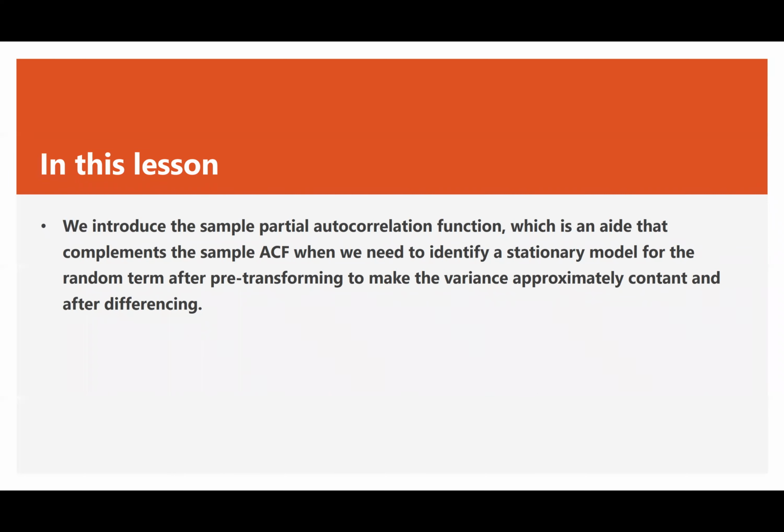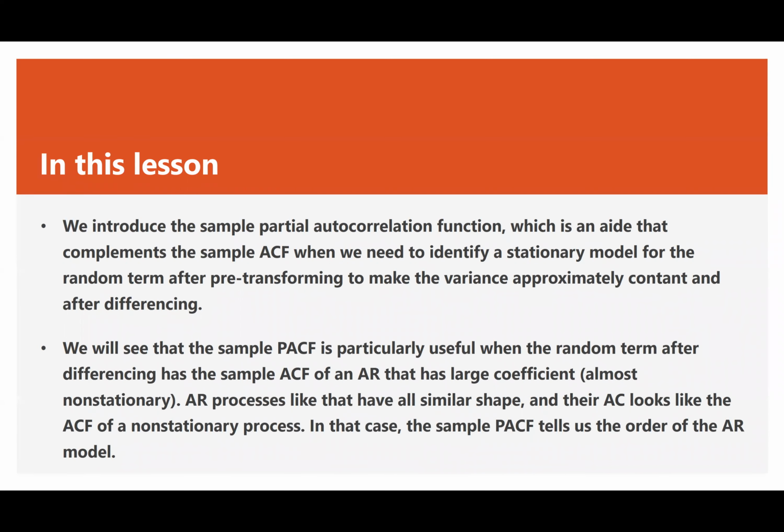Pre-transforming and differencing is something that we did in the previous lesson to obtain a random term that is stationary in the mean and stationary in the variance. At that point, the ACF helps us determine whether the random term is really stationary, and the ACF and the PACF help us identify a model.